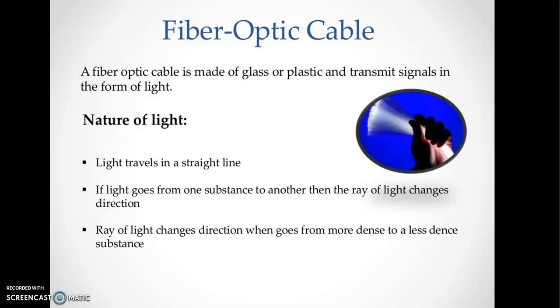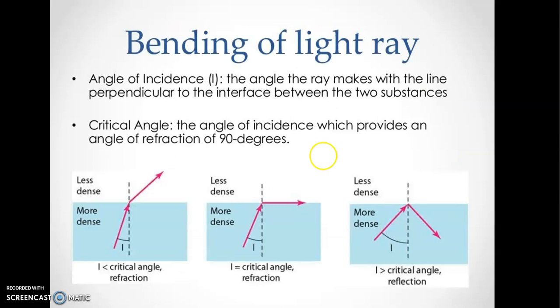Fiber optic cable. The fiber optic cable is made up of glass or plastic and transmits signals in the form of light. Nature of light: light travels in a straight line. If light goes from one substance to another, then the ray of light changes direction. The ray changes direction when it goes from a more dense to a less dense substance. This is bending of a light ray. Angle of incidence is the angle the ray makes with the line perpendicular to the interface between the two substances. Critical angle is the angle of incidence which provides an angle of refraction of 90 degrees. This is the critical angle.